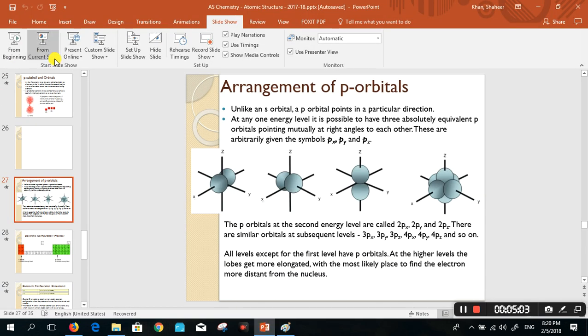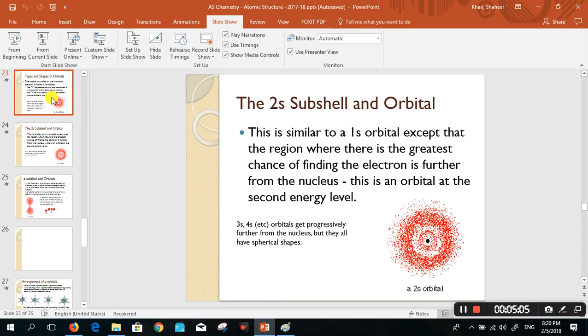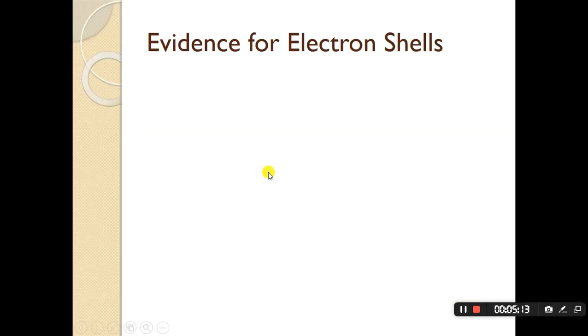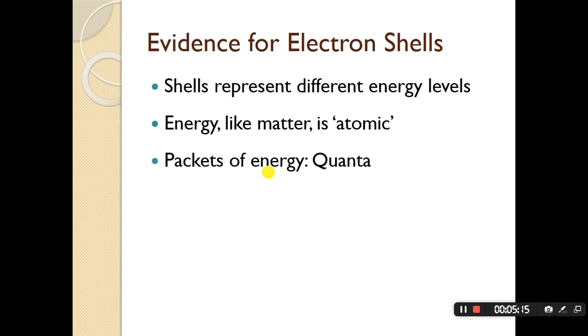So I want to go back to just some ideas about what shells are to begin with. The first thing to note is that energy levels that exist in an atom, they don't exist on a continuum. They are discrete levels, which is what we call quantized energy levels.